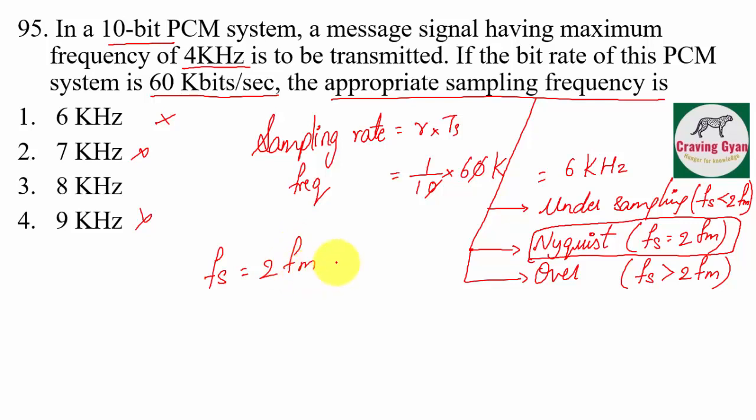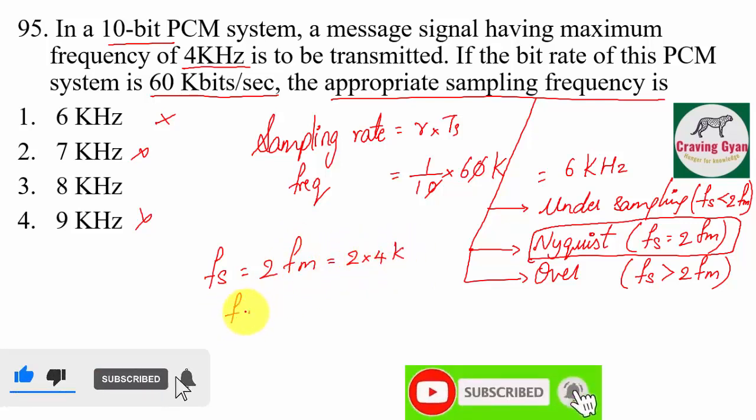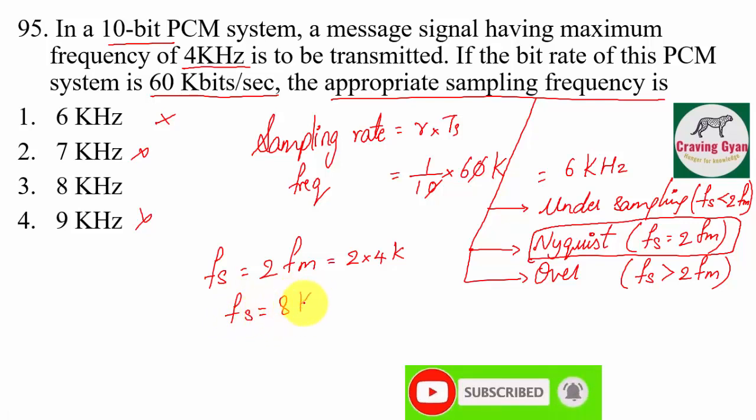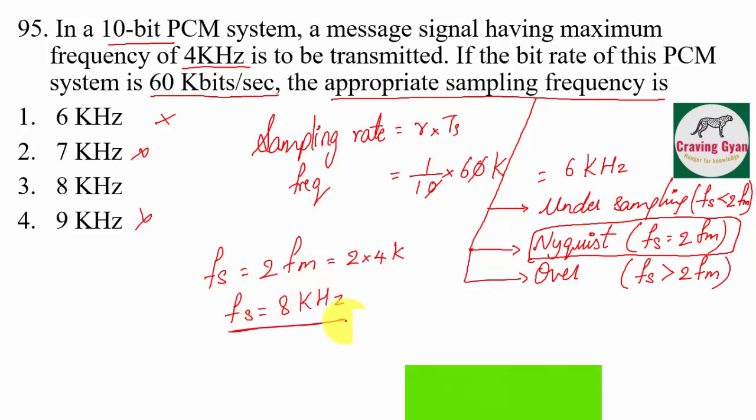What is the message frequency? It is 4 kilohertz. So I am getting a sampling frequency equal to 8 kilohertz, which is nothing but option 3. UGC NET solved it like this and gave the key answer as 8 kilohertz.